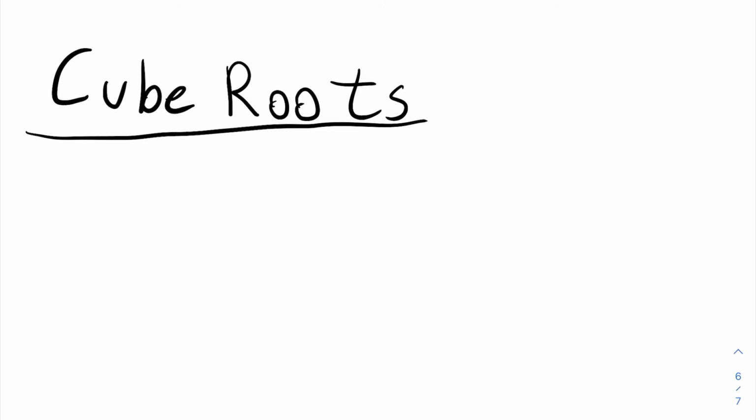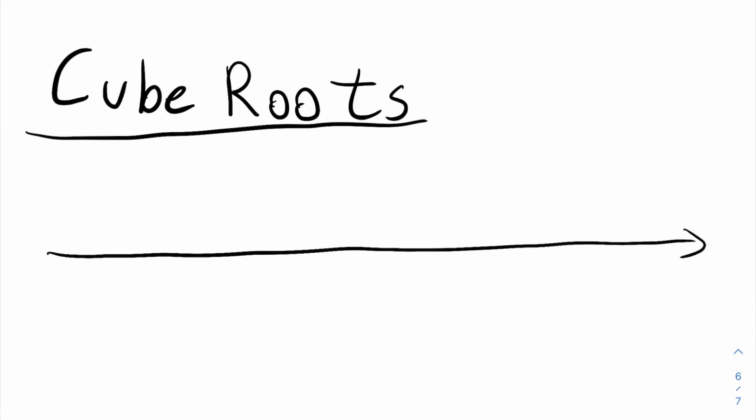Okay, so now let's discuss cube roots. When we're trying to find cube roots, if we take a look at a number line, we know there's a zero in here. The cube root of zero we know is zero. Now, all the other cube roots that are integers, we can look at those.